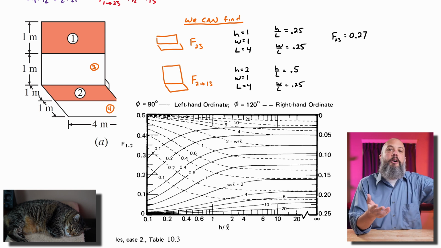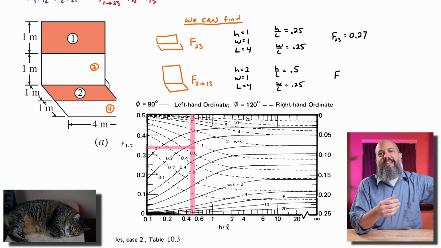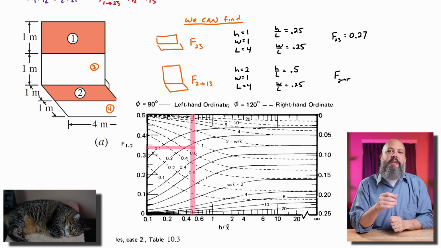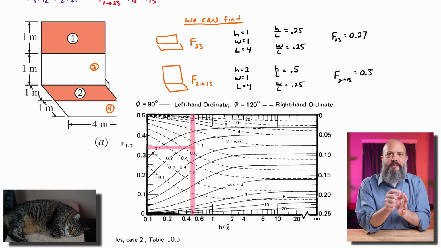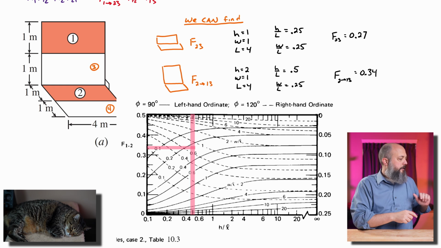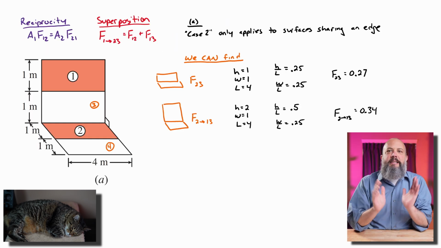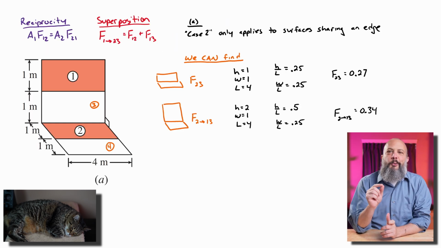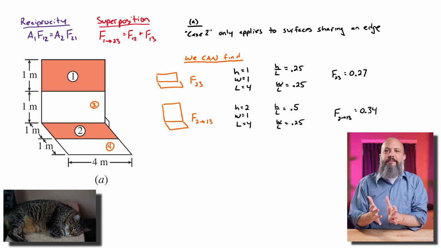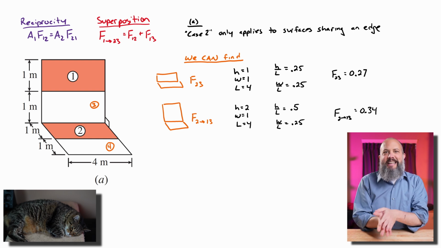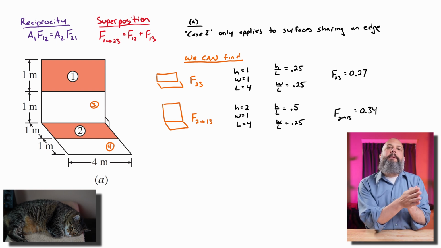the height is twice as tall. We have an h of 2, so that leaves h over L of 0.5, which again, back here to the same table, I'm just kind of shifting over on the horizontal axis to the right now. And draw some straight lines. Looks like we've got F2 to 13 of 0.34. So that means about 34% of the radiation that leaves surface 2 is going to hit surface 13.